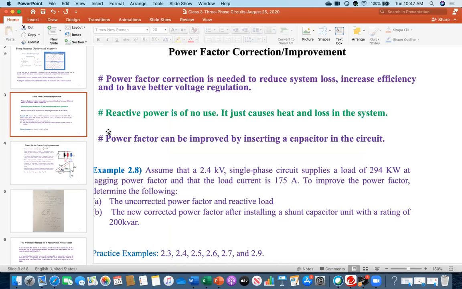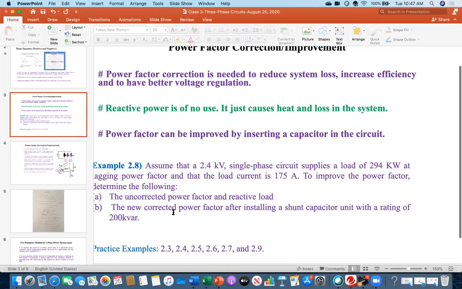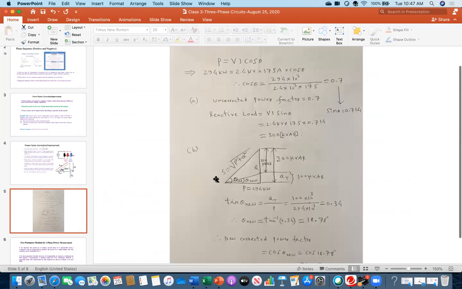Now, what was the main question? This was the main question: what should be the new corrected power factor after installing a shunt capacitor unit with the rating of 200 kilowatt? Now you have inserted a capacitor. That's why I have drawn that power triangle that I was discussing with you a few minutes back through the whiteboard. This is P, that value 294 kilowatt that I used here. This axis was Q. So what was my Q? Original Q, from here to here, that is 300 kilowatt. I got that from here.